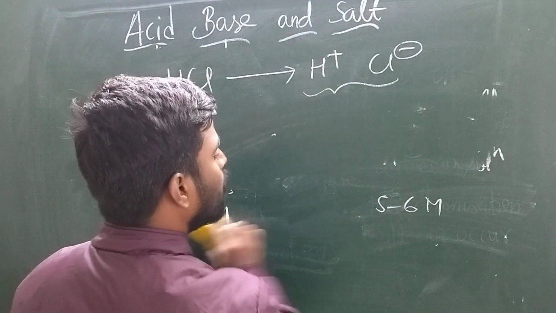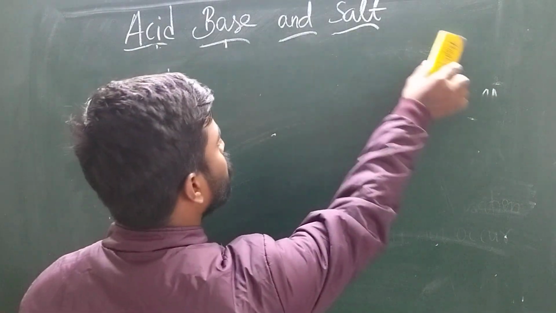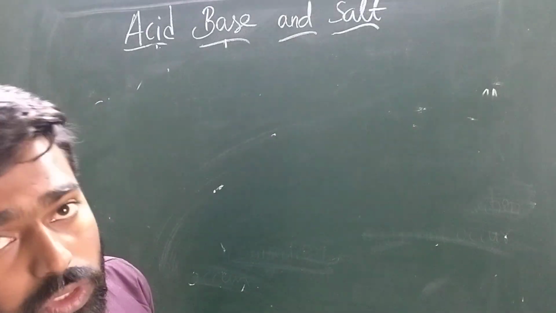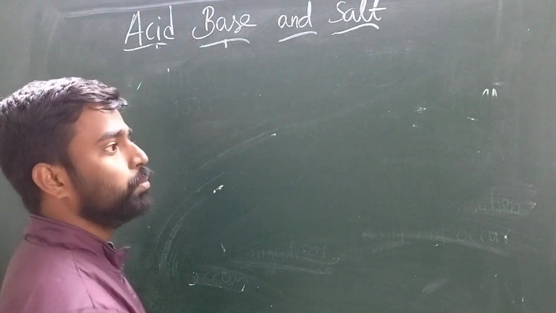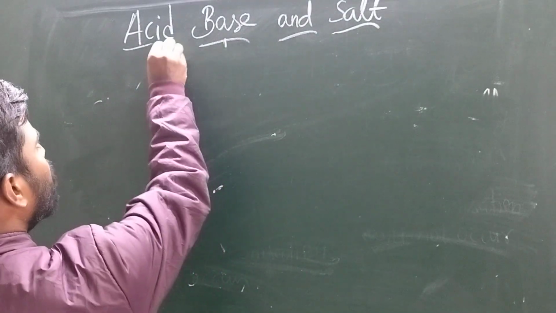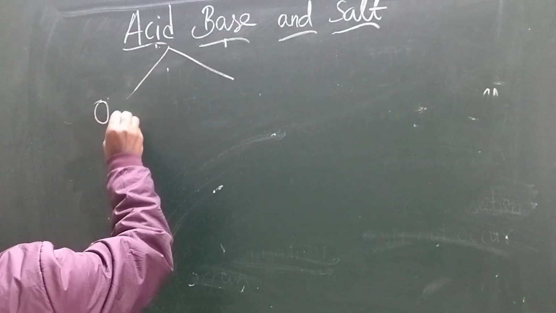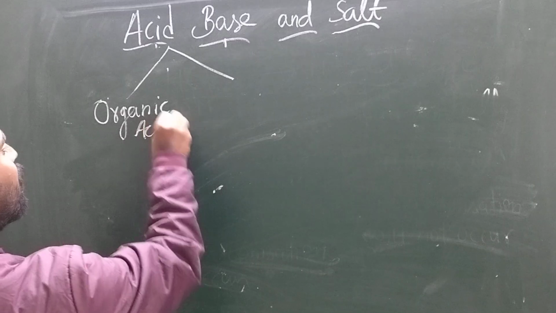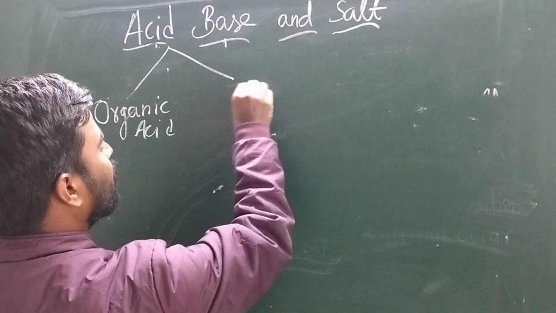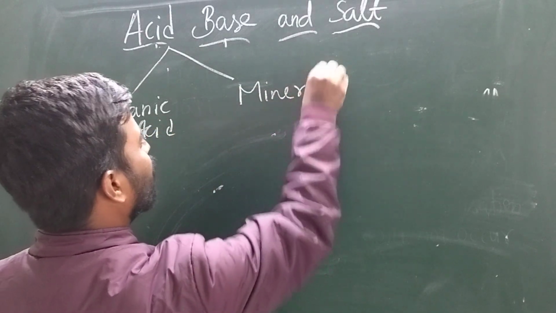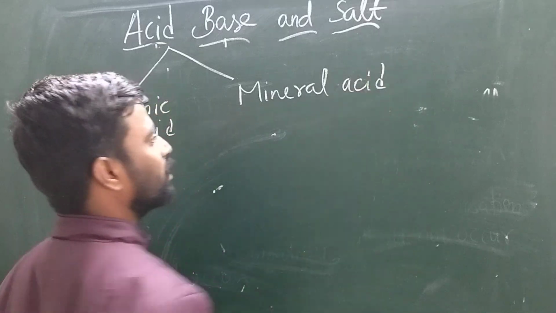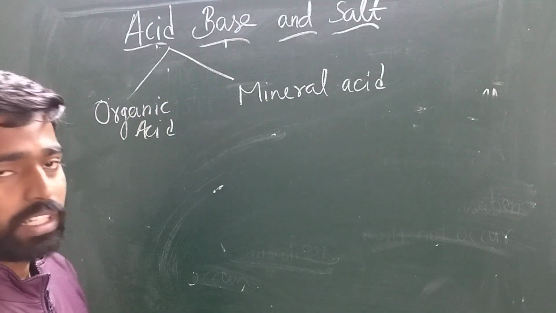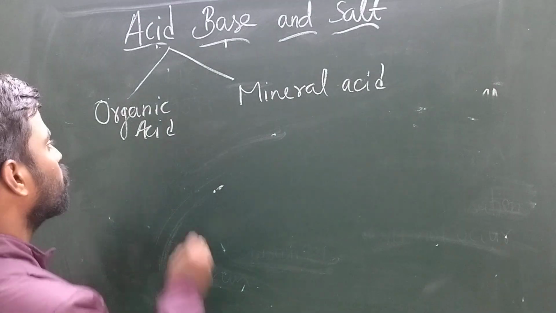Now, how will we know which are considered to be strong acid and which are considered to be weak acid? For that, one more classification is done in the acid, that is organic acid and mineral acid. What are organic acid and what are mineral acid?